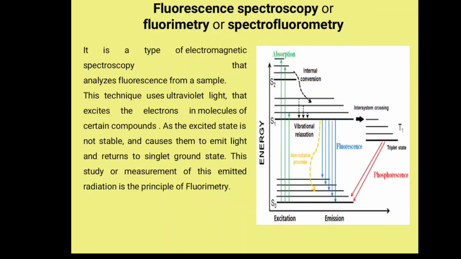Spectrofluorimetry is a type of electromagnetic spectroscopy that analyzes fluorescence from a sample. This technique uses ultraviolet light that excites the electrons in the molecules of certain compounds. As the excited state is not stable, they emit light and return to the ground state. The study or measurement of this emitted radiation is called fluorimetry.